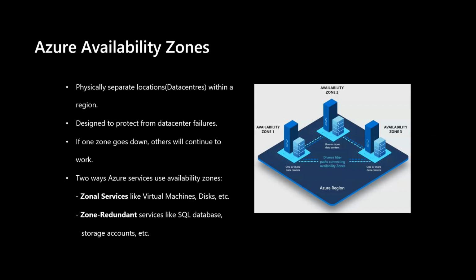The second type of service is zone redundant, with resources like SQL databases or storage accounts and many more, where you can deploy to multiple availability zones. So if there is an outage in a single availability zone, Microsoft manages failover to another availability zone automatically.